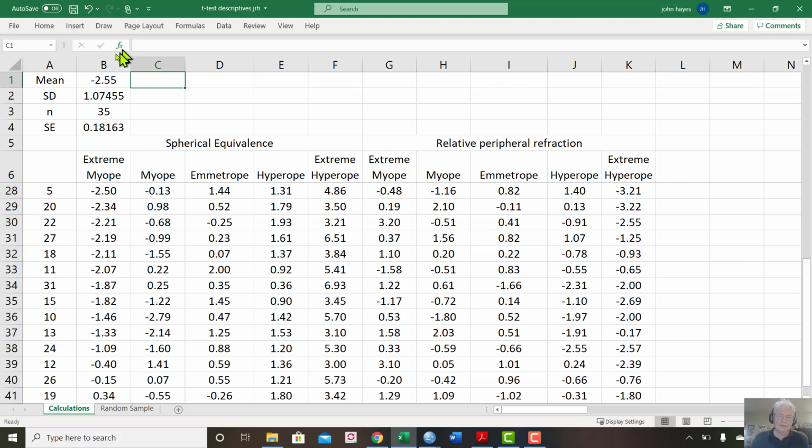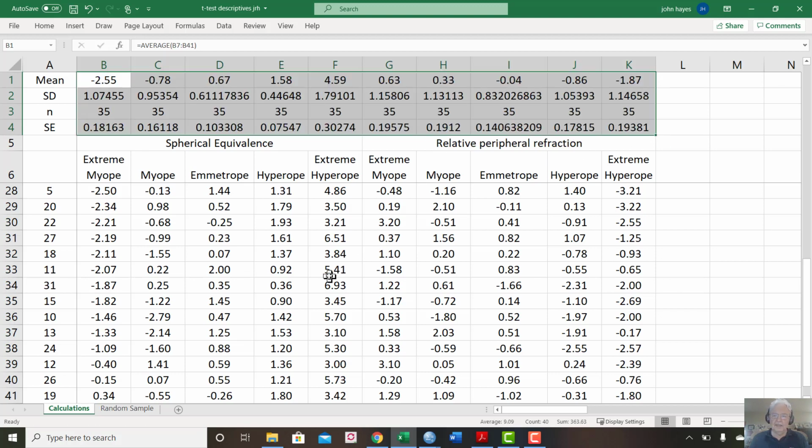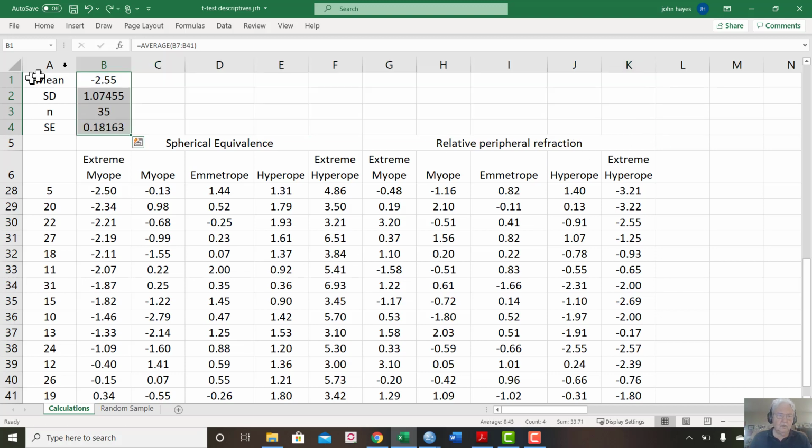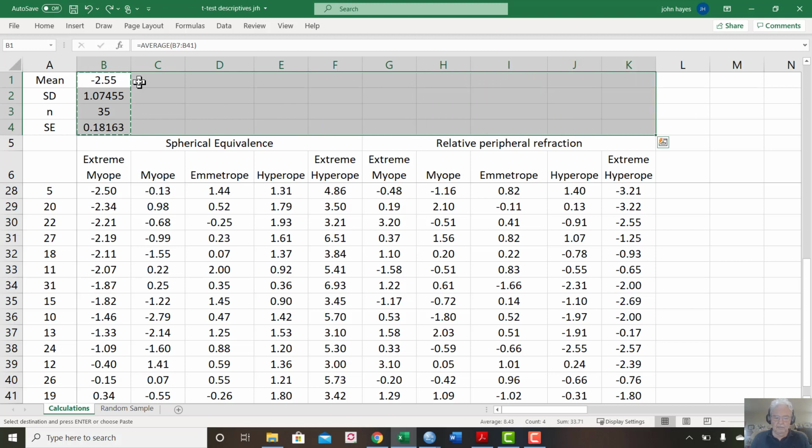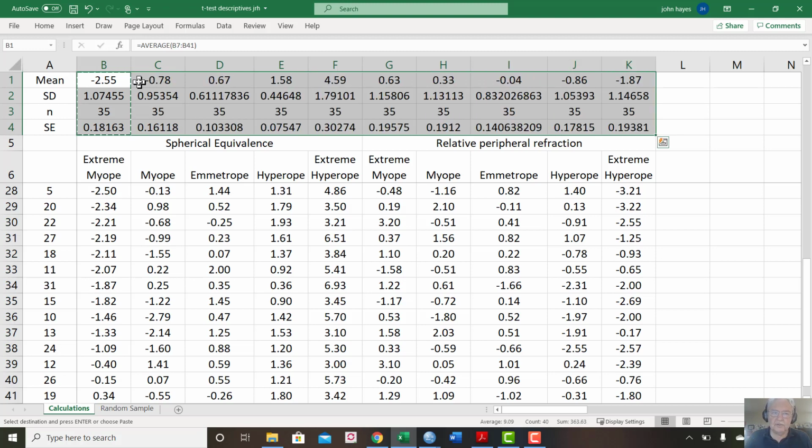All right, now, as an exercise, I'd like you to do that for each one of these, but I'll tell you what, you don't really have to. You can either do this and get them all, or you can copy, Control C, and come over here and paste. And those are the means for the spherical equivalence and the relative peripheral refraction. We've covered all of those.